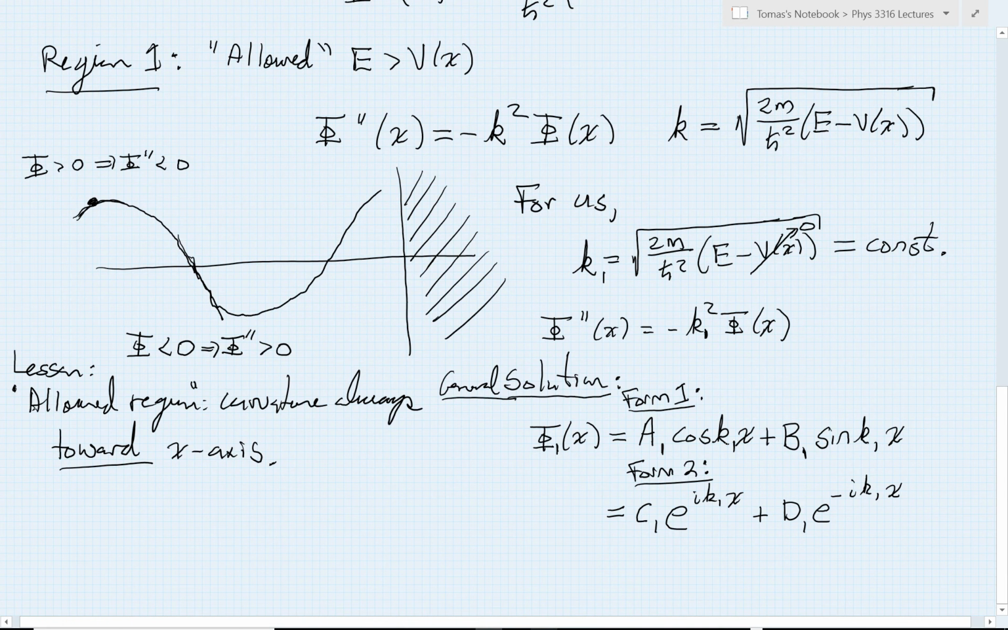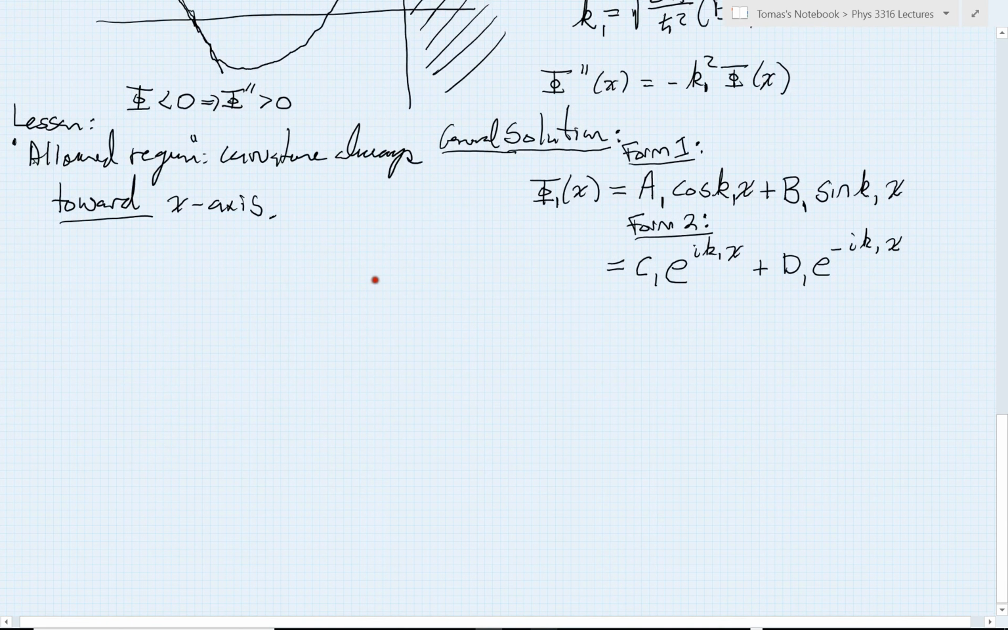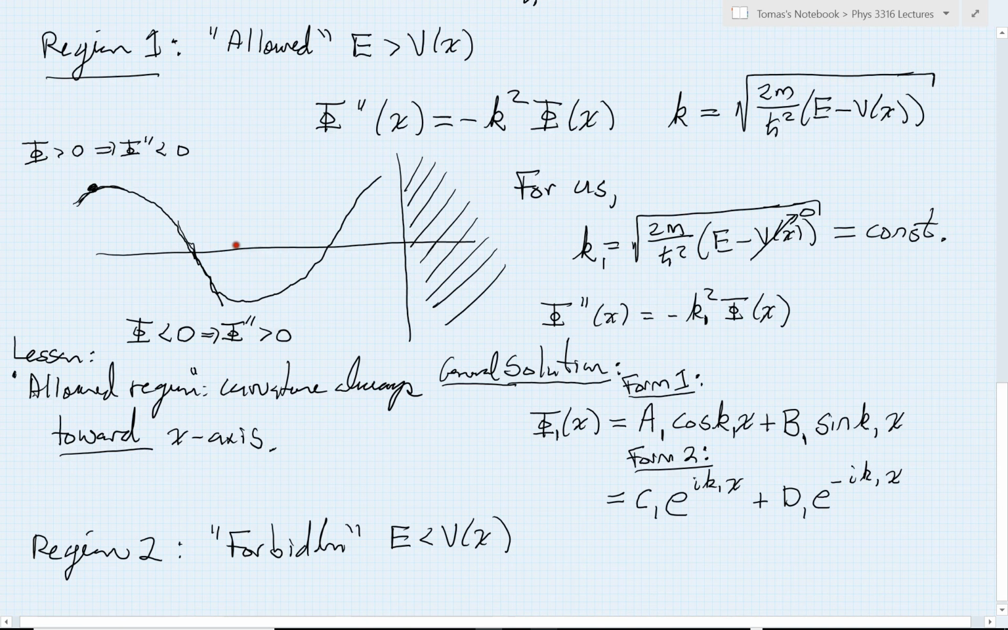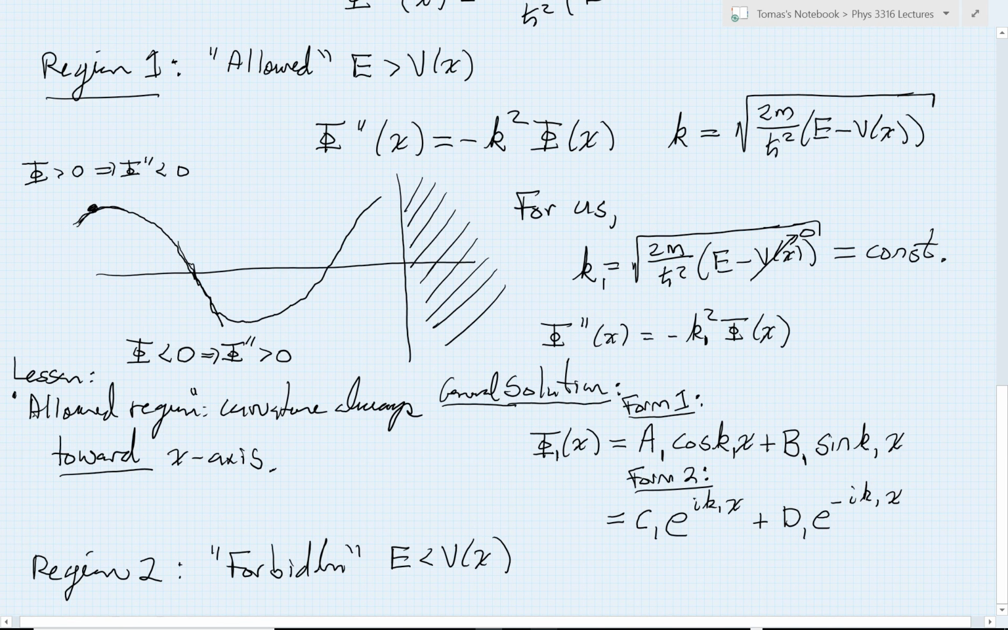Well, with region 1 then solved, let's move on to region 2. Now, region 2 is, of course, a standard case of a forbidden region. So we will first make our general observations for forbidden regions. And in general, in the forbidden region, the issue is that the energy is actually less than the potential energy everywhere. Now, once again, we want to think about what our differential equation would look like in such a case.